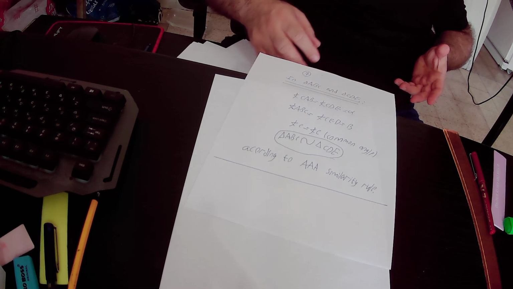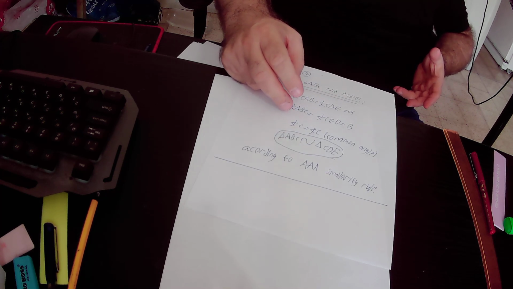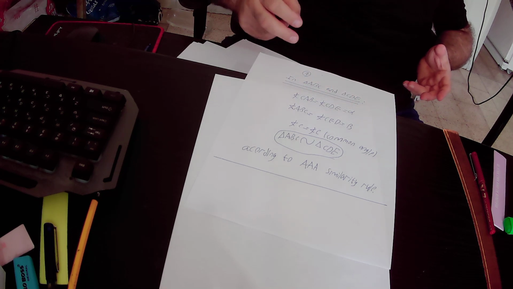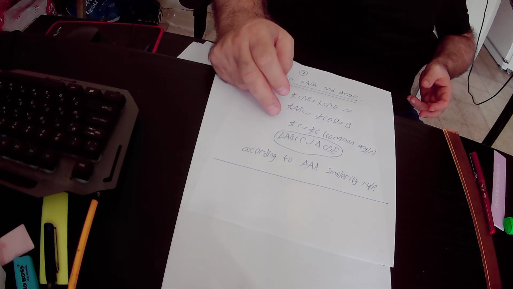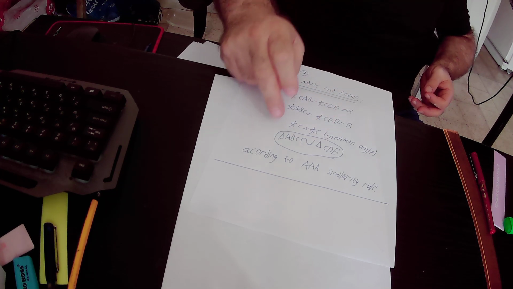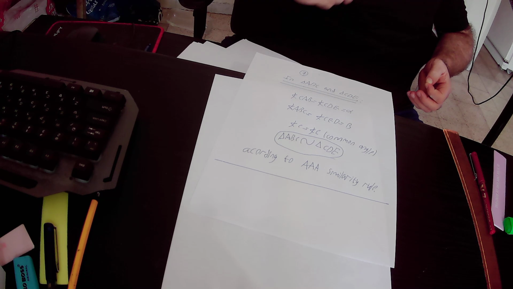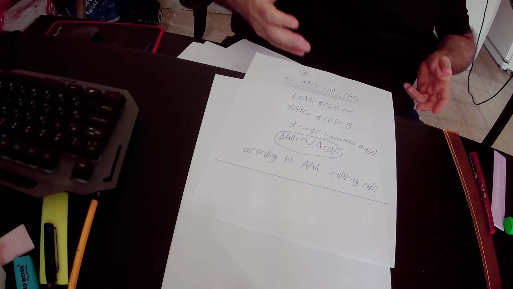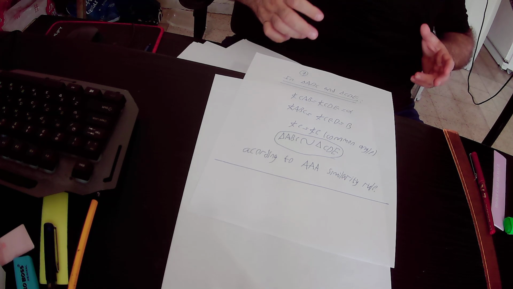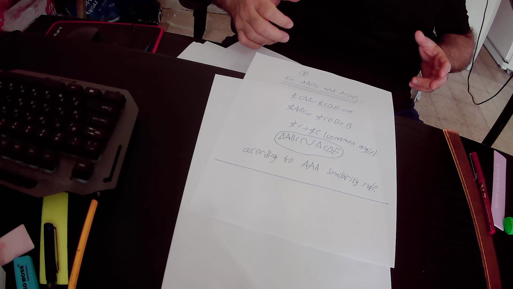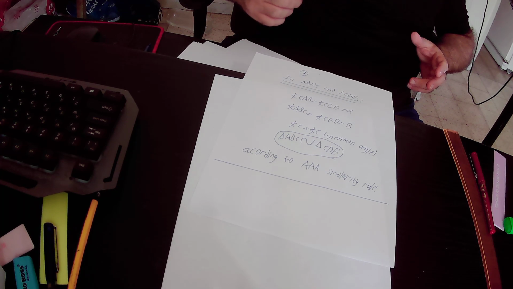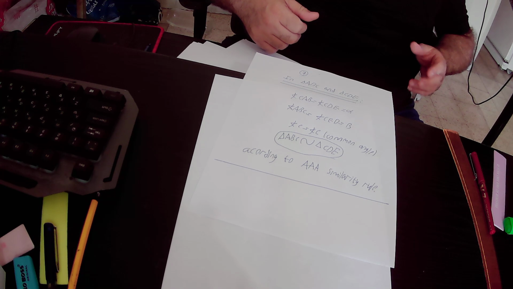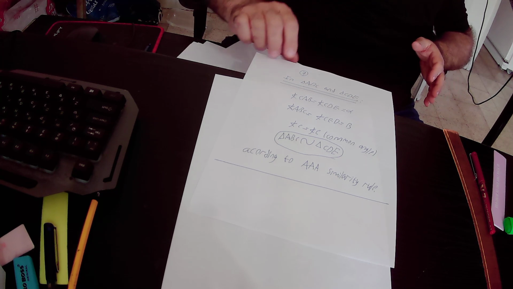So we proved that the three angles of triangle ABC are equal to the three angles of triangle CDE. Therefore, triangle ABC is similar to triangle CDE according to the angle similarity rule. And what is the angle similarity rule? If you prove that all the angles of one triangle are equal to the corresponding angles of the other triangle, then those two triangles are similar to each other.